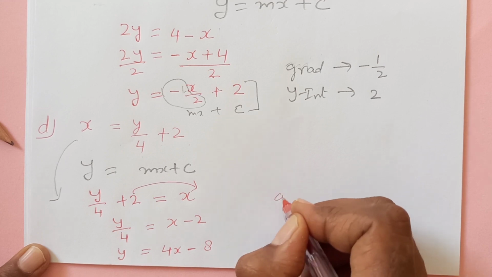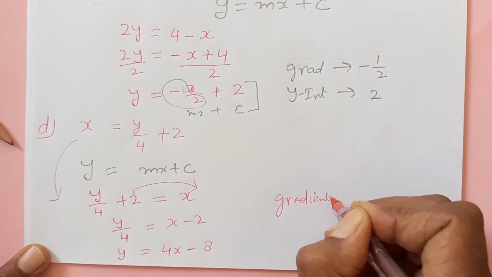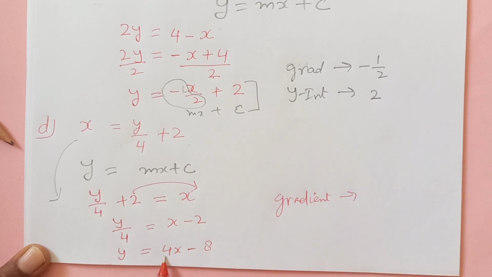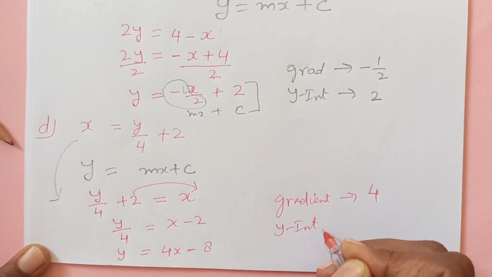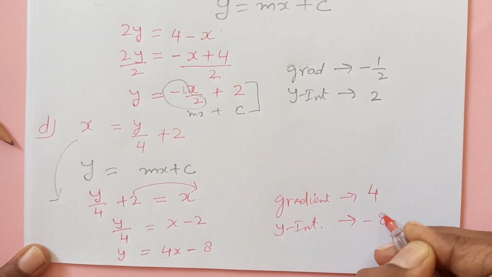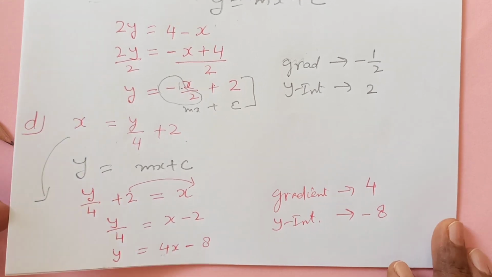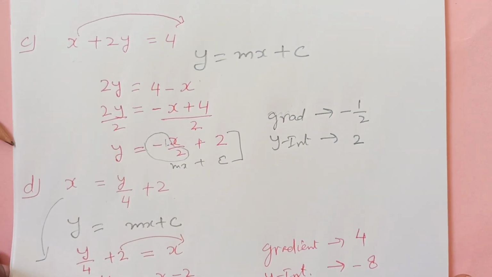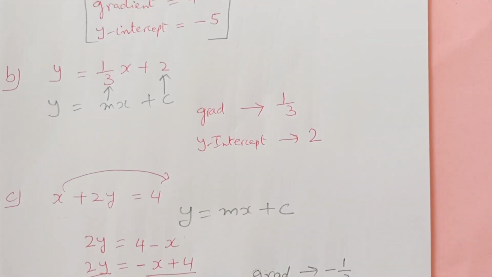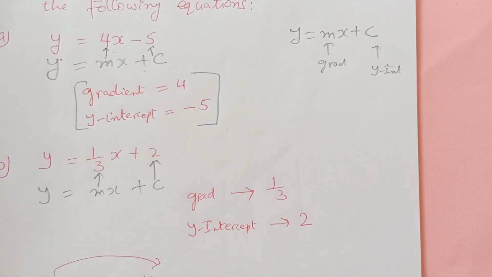So now I think you can just look at the equation and know what the gradient is. What is the gradient here? It is 4. And what is the y-intercept? You guessed it, it is negative 8, right? So this is how you can find the gradient when you are given the equation of a line, and the line may be in any form, and we can convert that into y equals mx plus c form, right?